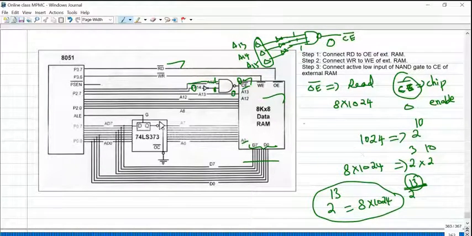Do you understand how to interface RAM with the microcontroller? Address lines with memory, data lines of memory, read bar to output enable, write bar to write enable, and the remaining address lines are used to select the chip enable.